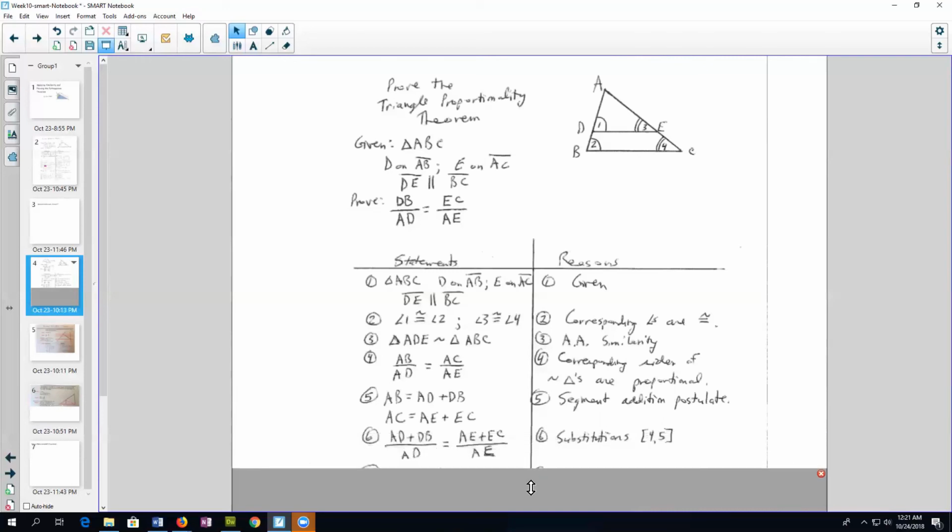Now I substitute. I take out the numerator here, the AB, and put in AD plus BD. I take out this numerator and put in AE plus EC. This is substitution line 4 and 5. Once again, a very natural flow. Maybe you can anticipate the next step. I'm going to break this into two fractions on the left-hand side and two fractions on the right-hand side.